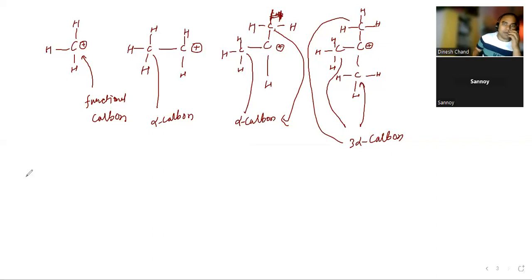Now, if I ask you how many alpha hydrogens are there? The hydrogen attached to the alpha carbon is called alpha hydrogen. Tell me how many alpha hydrogens are there. One thing, sir, first let me draw this diagram, then I will tell you.